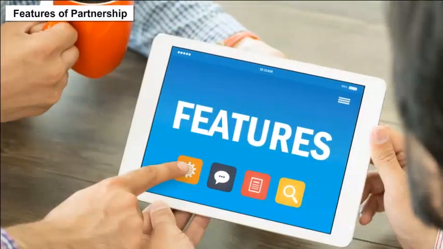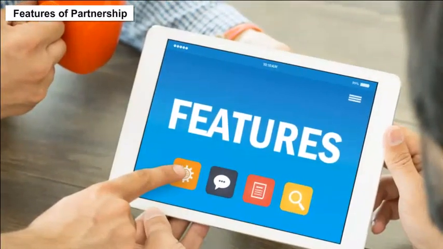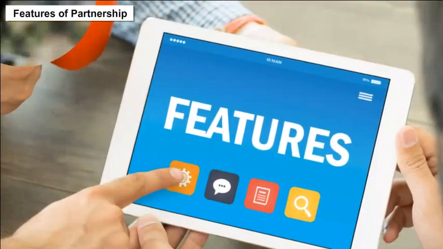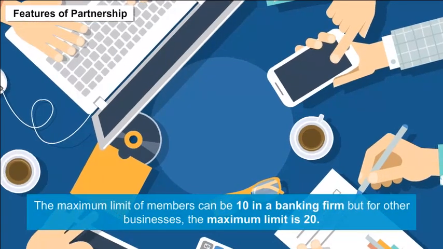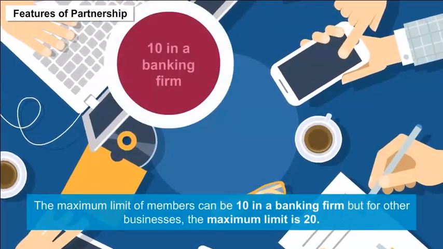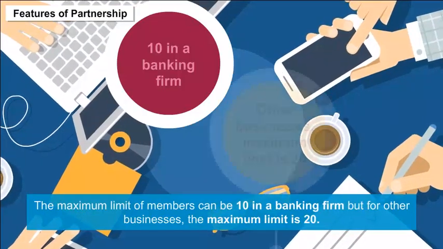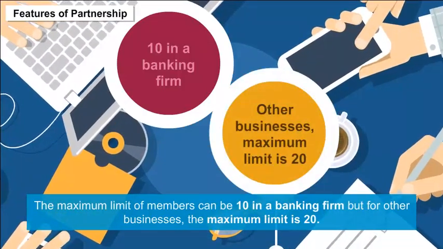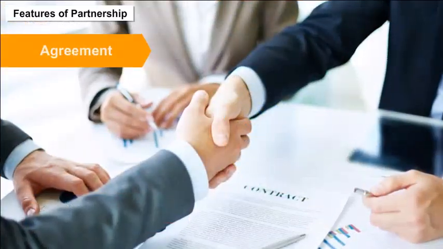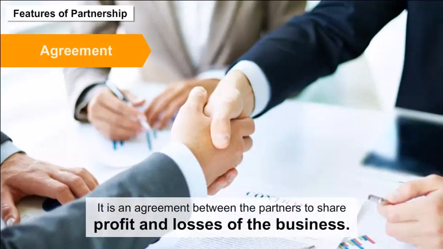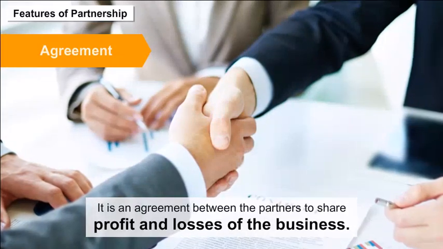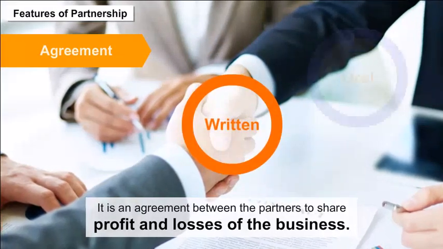Features of partnership. The essential features of a partnership firm are: two or more persons. There should be at least two persons to start a partnership and having common goals. The maximum limit of members can be 10 in a banking firm, but for other businesses, the maximum limit is 20. Agreement. It is an agreement between the partners to share profit and losses of the business. This agreement can be written or oral.